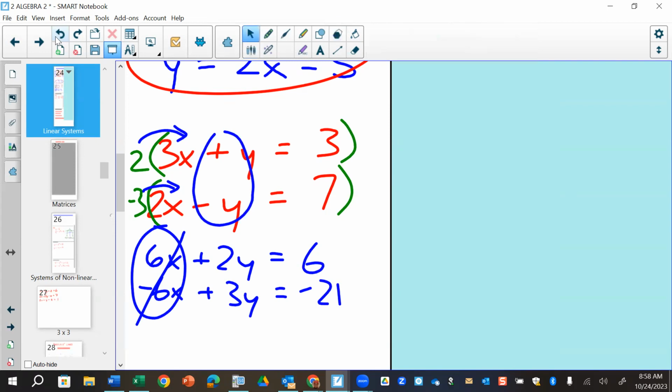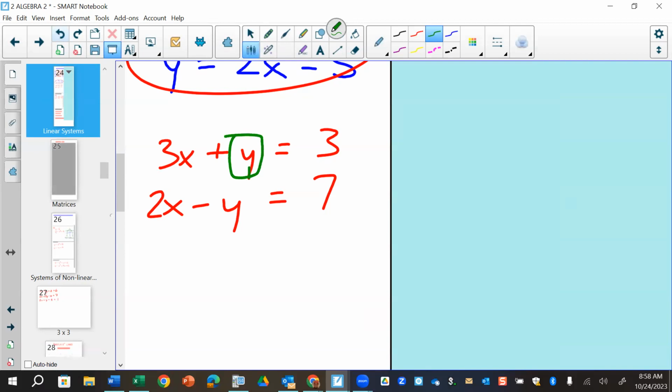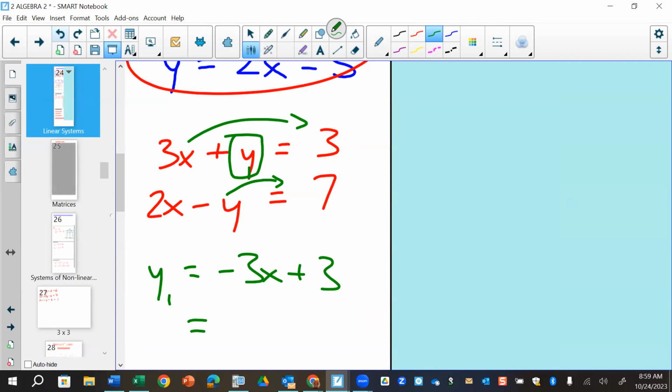Okay. How about calculator graphing method? What would I have to do to both of these before I could plug them into the calculator? Make them y equals one step. How do I make this one y equals? X. So what do I got? Y1 equals -3x plus 3. And this one, you might be better off moving this guy. And that's now what? Positive y. And then move 7, and you got what? 2x minus 7.